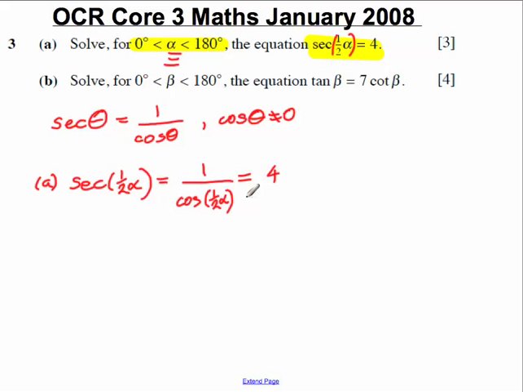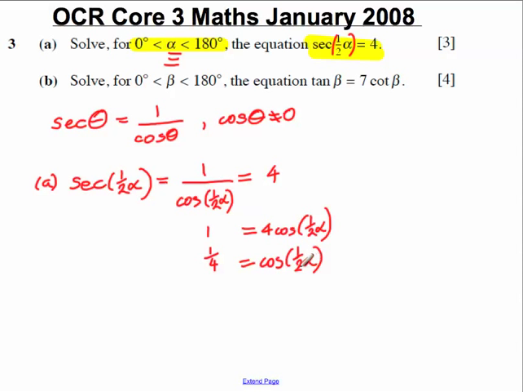I want to rearrange this and make cos half alpha the subject. So I'm going to multiply everything by cos of a half alpha. I'm going to get 1 is equal to 4 cos of a half alpha. Now I'm going to divide both sides by 4. So I'm going to get a quarter is equal to cos of a half alpha. So cos of some angle is equal to a quarter. In particular, cos of a half alpha is equal to a quarter.